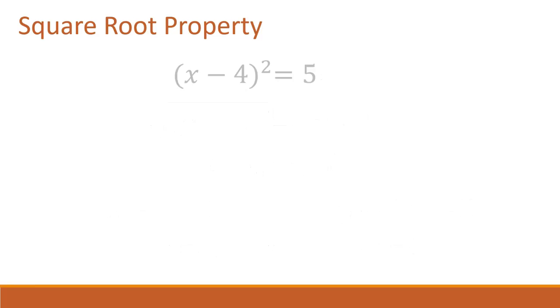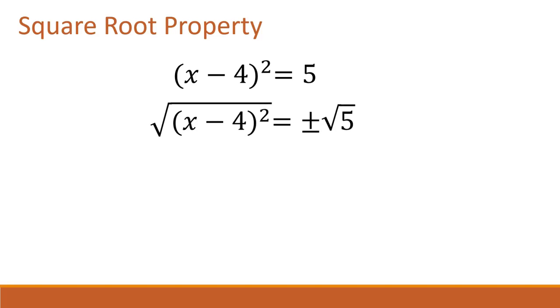Let's see what happens if we try to solve this equation. We know that we can use the square root property to take the square root of both sides of the equation, and that undoes the square on the left side. But now what we notice on the right side is that we have an irrational number, the square root of 5. That just means we'll have 2 irrational solutions.